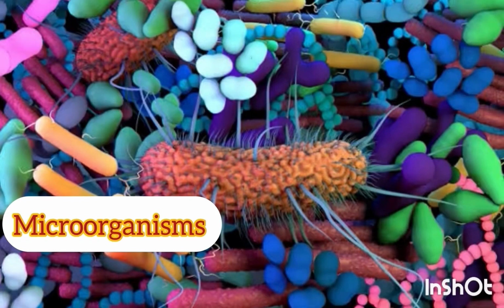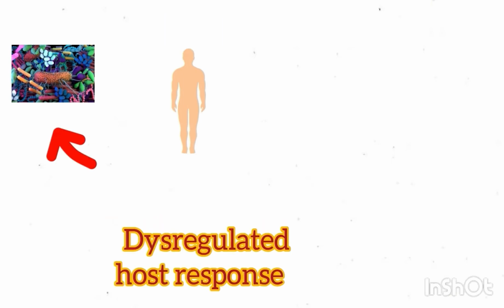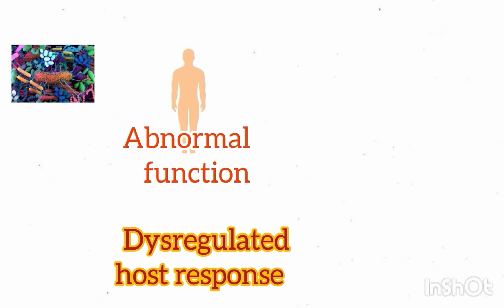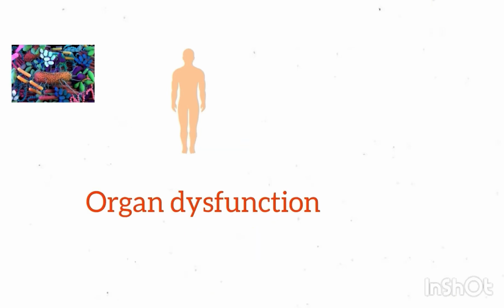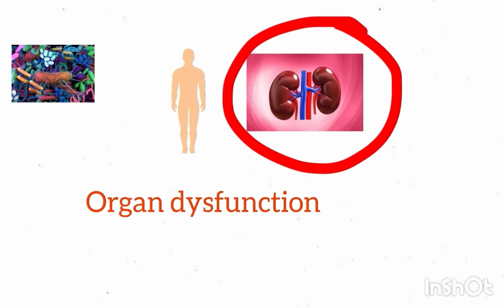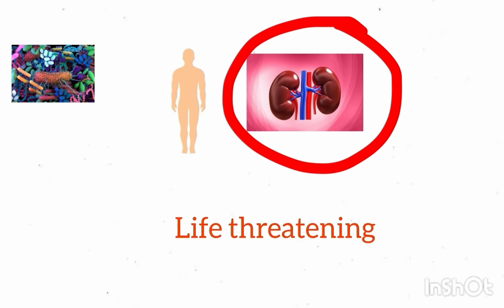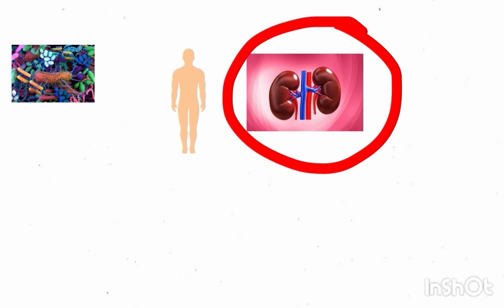See this. These are microorganisms like bacteria, viruses and fungi that can cause infection if they enter our body. Normally, our body or the host responds by trying to kill these organisms. This is called the normal host response. But in sepsis, there is a dysregulated host response to infection. Meaning, dysregulated means that the body is functioning abnormally. This abnormal response can lead to organ dysfunction. For example, the kidneys are not functioning properly. Their functions become deranged. This organ dysfunction can be life-threatening, meaning the patient can die.